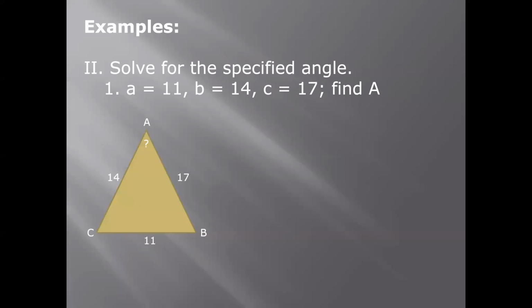Suppose our triangle is represented this way. Remember, a side is always opposite to the angle. So this is side A, which is 11. This is side B, which is 14. And this is side C, which is 17. And then we want to solve for angle A.